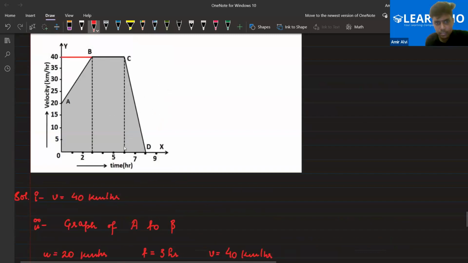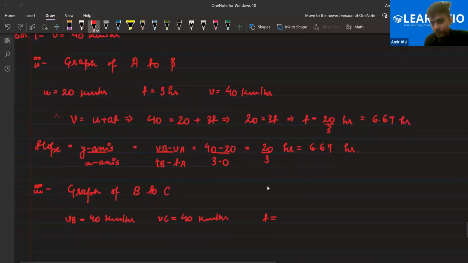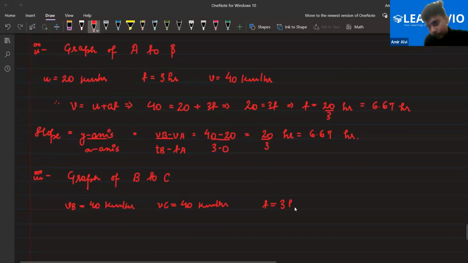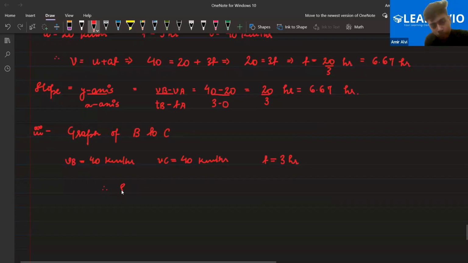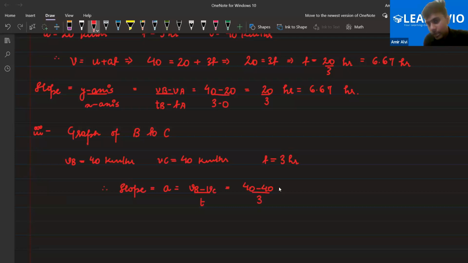The time taken is 6 minus 3, because the interval is this, so it is 3 hours. So the slope, which is the acceleration, is VB minus VC divided by T. That equals 40 minus 40 divided by 3. So it is coming out to be 0 by 3, which is 0. So just do not write that it would be 0. Show the examiner that you know the concept. Why is it 0? Clear, everyone?